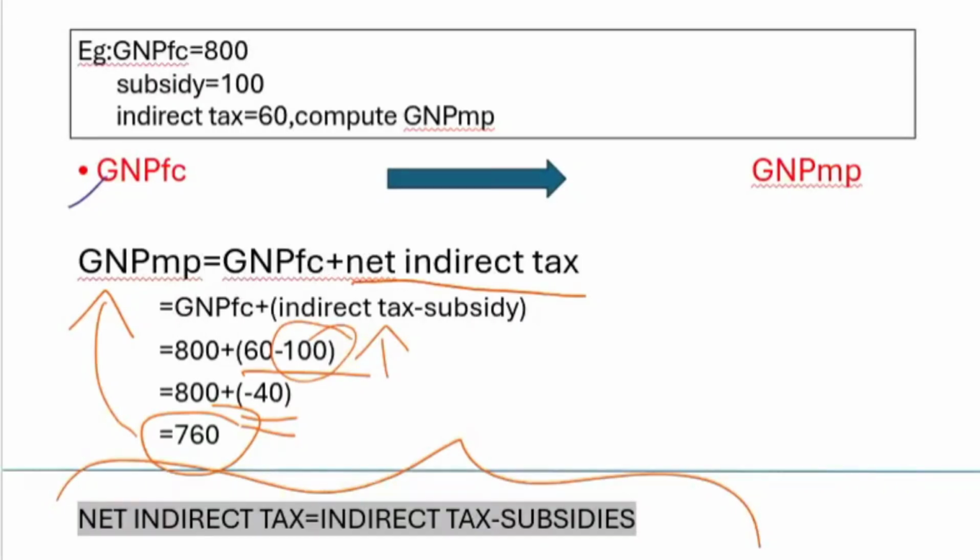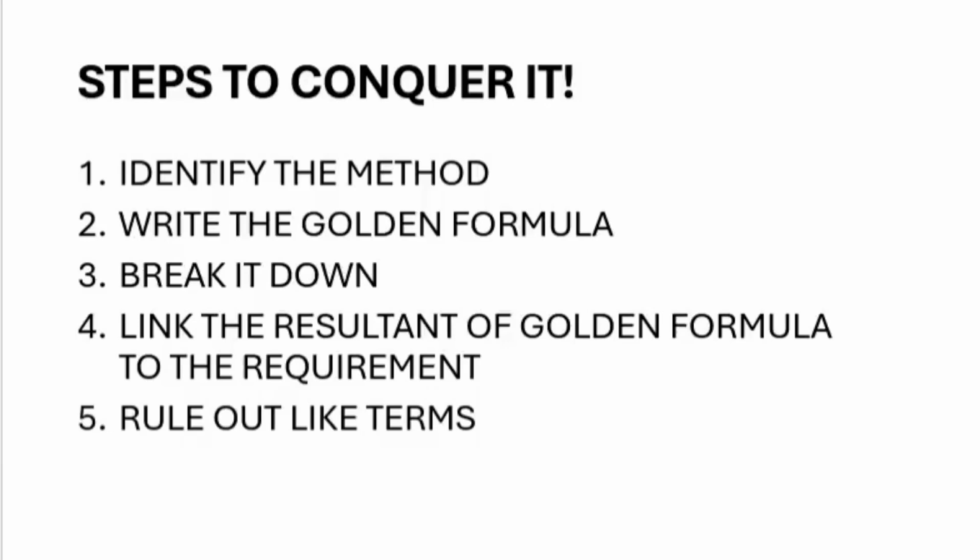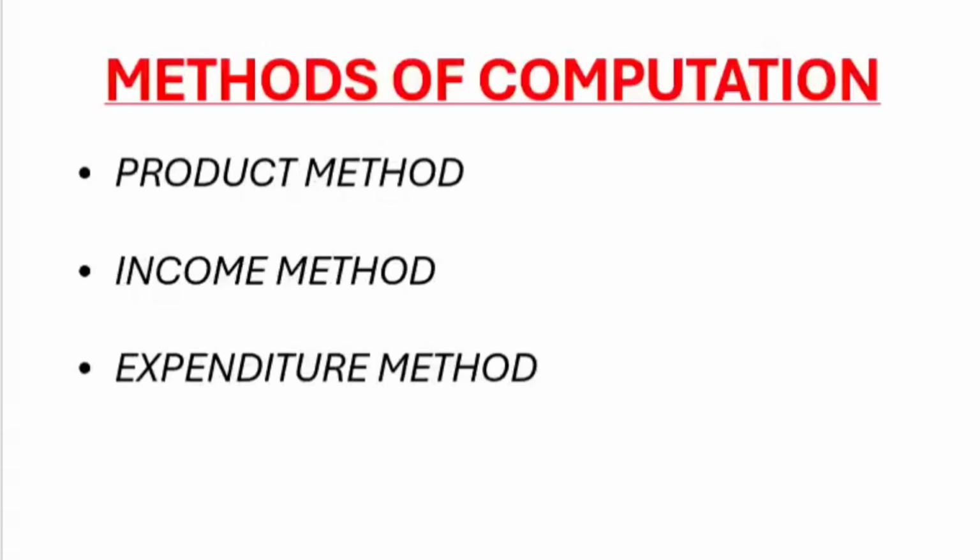Now the relation sets are completely over. Now we are on to the bigger questions. So for solving the straightforward long question, you need to have a grip on the steps. You need to have a thinking or thought process in your mind. First thing is to identify the method. We're having three methods, which are basically the first one, that is product or production method, second one income, and third one expenditure method.